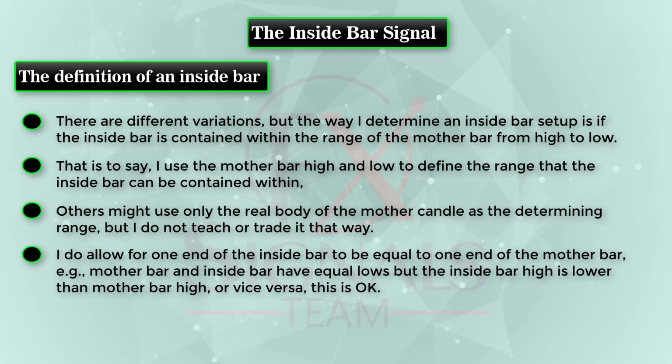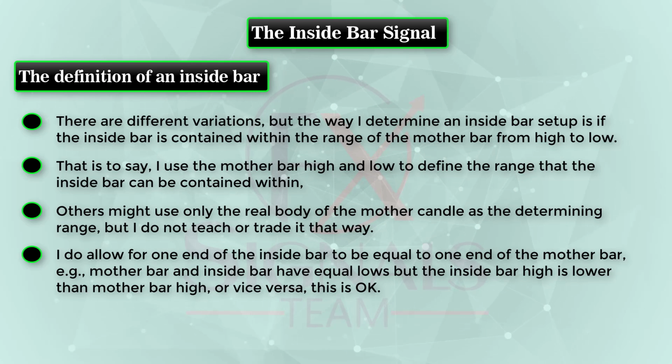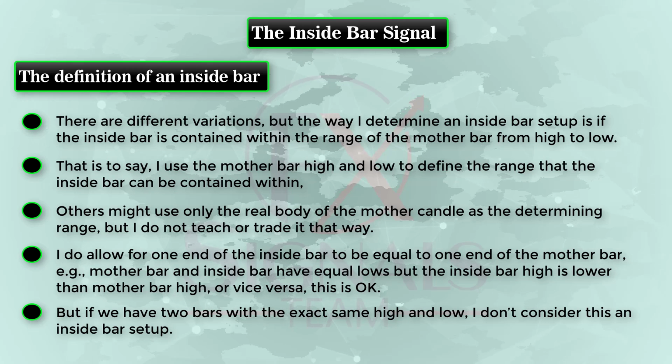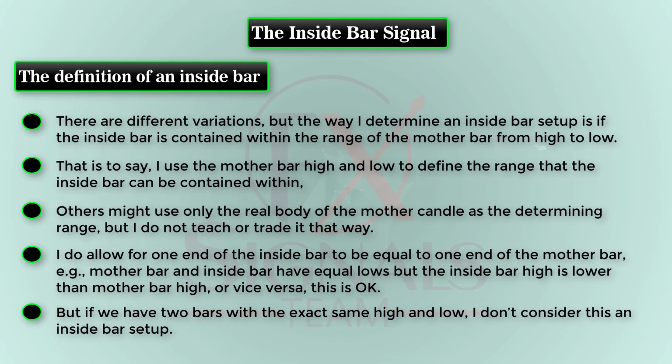I do allow for one end of the inside bar to be equal to one end of the mother bar. For example, mother bar and inside bar have equal lows, but the inside bar high is lower than mother bar high, or vice versa. This is okay. But if we have two bars with the exact same high and low, I don't consider this an inside bar setup.